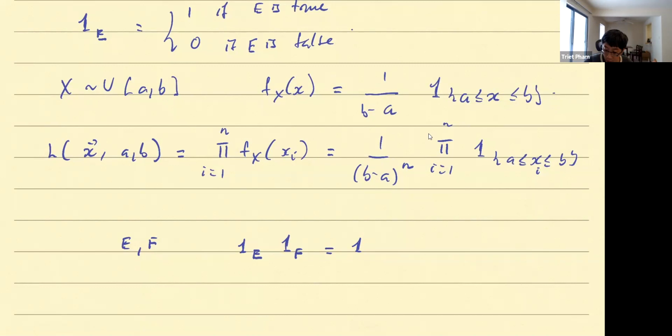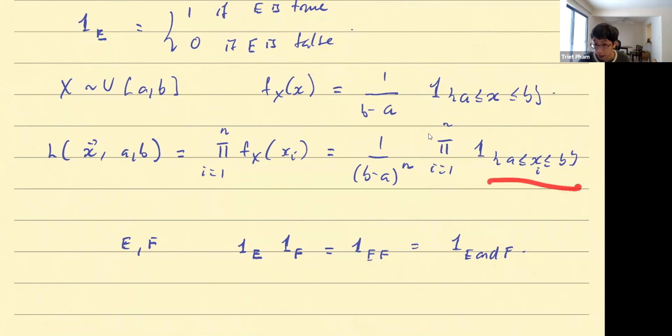Well, when is this product 1? Exactly. It's 1 when both of them are true, and it's 0 if one of them is false. So that's exactly the logical AND, right? Or intersection. So if you want, this is exactly the indicator function of E and F. Okay, that's very easy. So multiplying indicator functions means you take the intersection of the events.